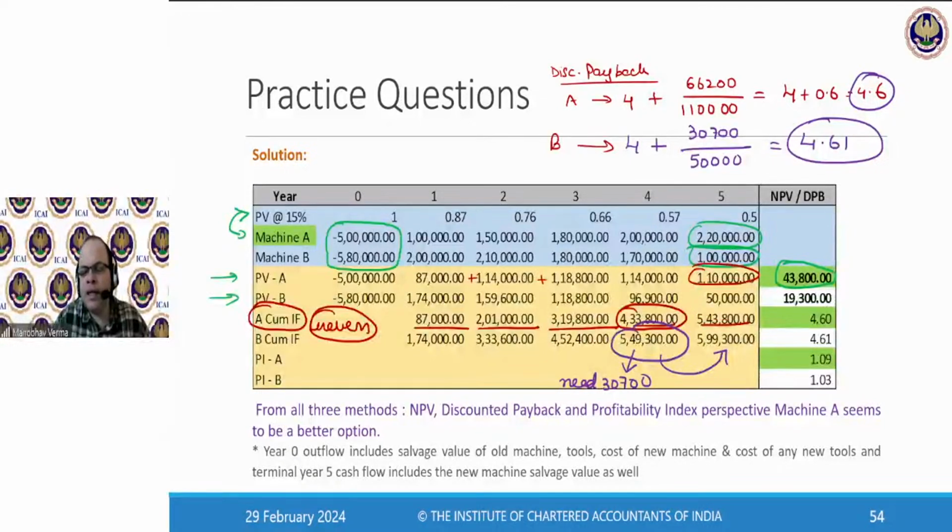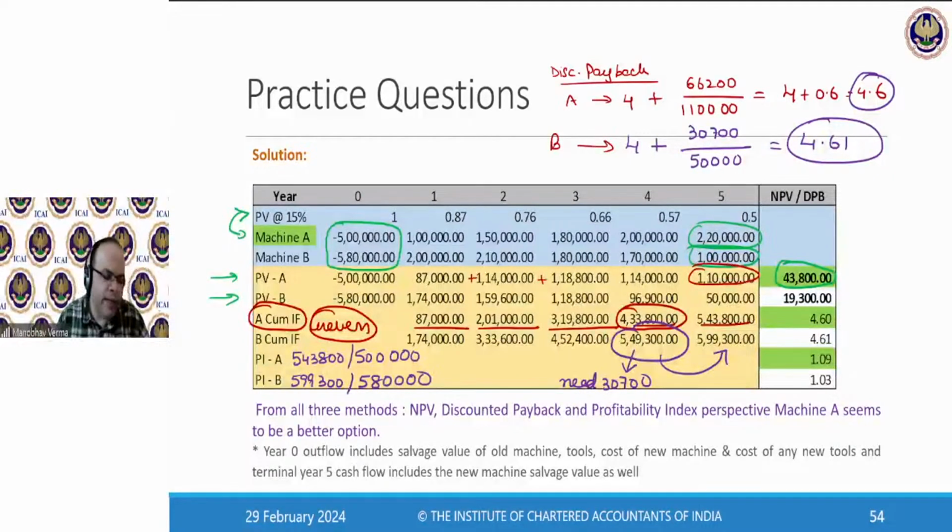Profitability index, obviously, is a very simple thing. You just divide the present value of inflows by the initial investment, and you're getting 1.09 and 1.03. How do I get that? For project A, you can do 543,800 divided by 5 lakhs. For project B, you can do 599,300 divided by 5,80,000. So all three methods are favoring machine A here.